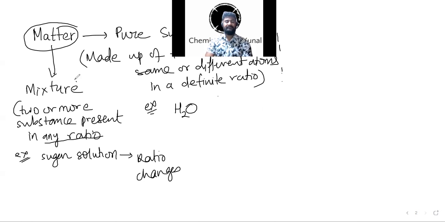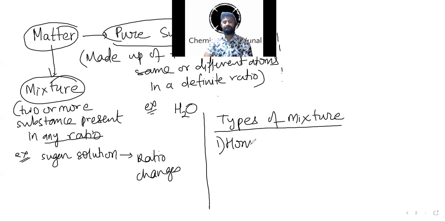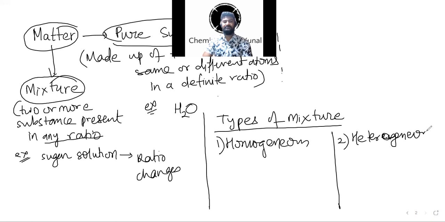Let me discuss the types of pure substance and then types of mixture. Let's begin with types of mixture here. So how many types of mixtures are there? I'm just running you through the concepts so that you can know what they are. Mixtures are of two types, homogeneous and heterogeneous.